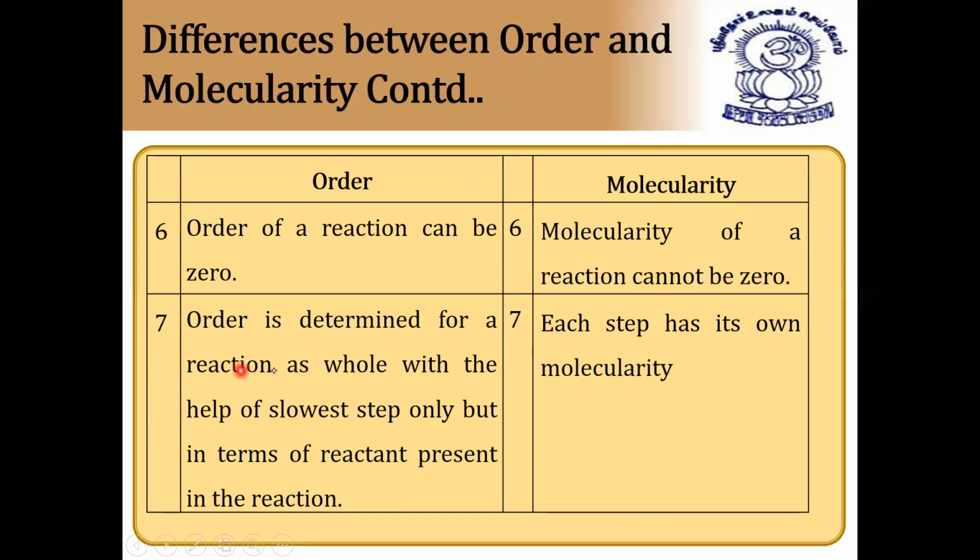Order is determined for a reaction as a whole with the help of the slowest step, but only in terms of the reactants present in the reaction. Whereas each step has its own molecularity. Molecularity is dependent on the mechanism of the reaction, but order has no dependence on the mechanism of the reaction. Each step has its own molecularity.